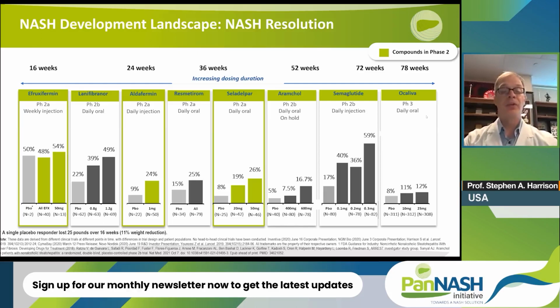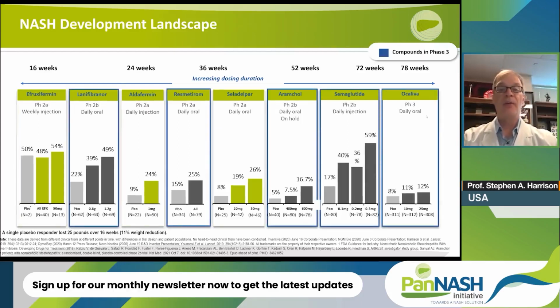Additionally, treatment was only for 16 weeks. So additional asterisk there for that particular patient that did respond was that the patient lost 25 pounds or 11% weight reduction during the period. So it makes sense that there would be NASH resolution. Aldafermin, 24% versus 9%. Seladelpar, 26% versus 8%.